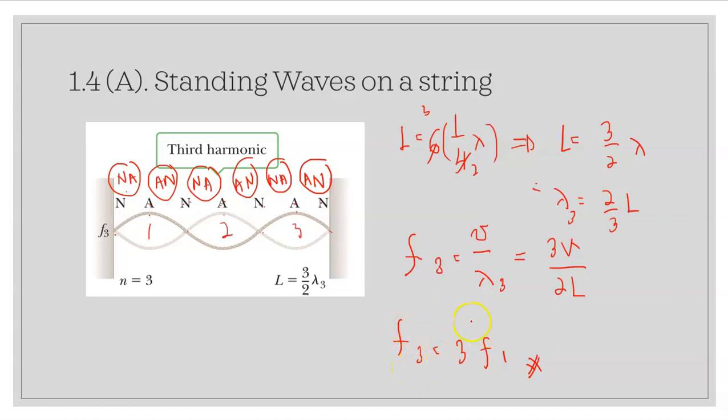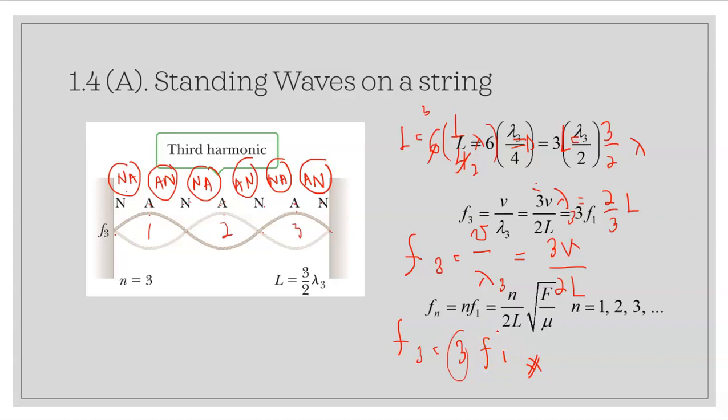All the higher harmonics turn out to be positive integer multiples of the fundamental frequency. It must be a positive integer multiplied by the fundamental frequency. So the fundamental frequency F1 is the frequency used to produce the first harmonic, and the second and third harmonics follow: F2, 2F1, 3F1, and so on.